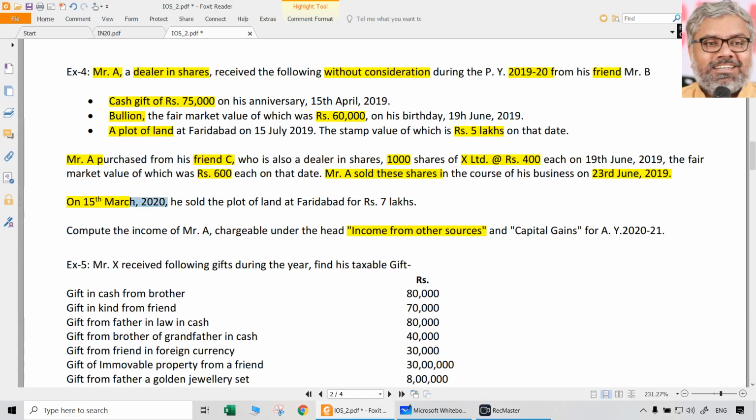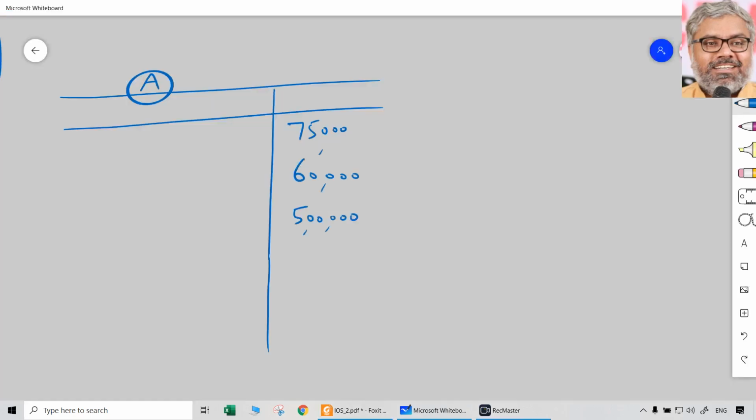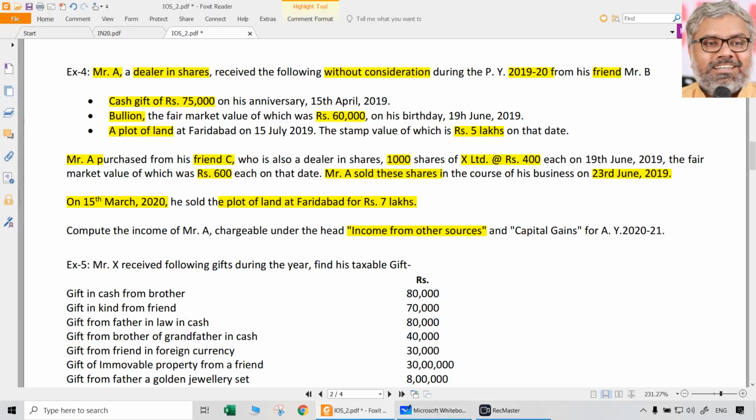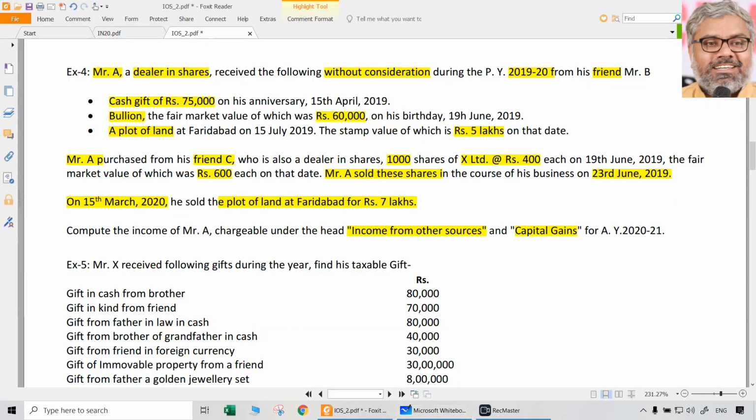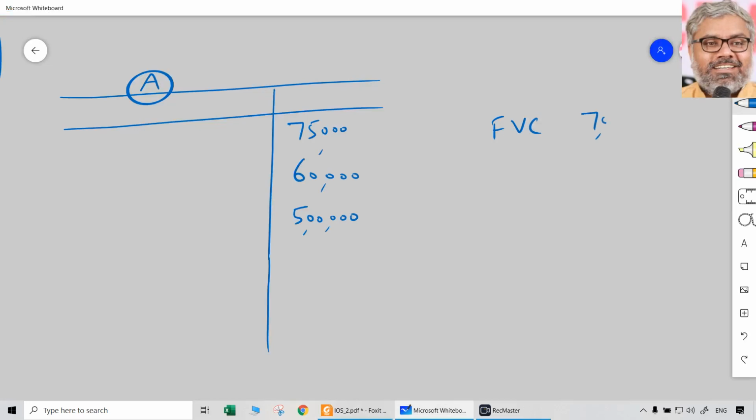Then on 15th March 2020, he sold this plot of land at Faridabad that he has received from his friend for 7 lakhs. Now the question is, capital gains will be attracted. These two heads are very closely related, as you can observe. So how much capital gains will be there? Naturally, we have to think from the capital gains point of view now. Full value of consideration is 7 lakhs. Question: what is the cost of acquisition?